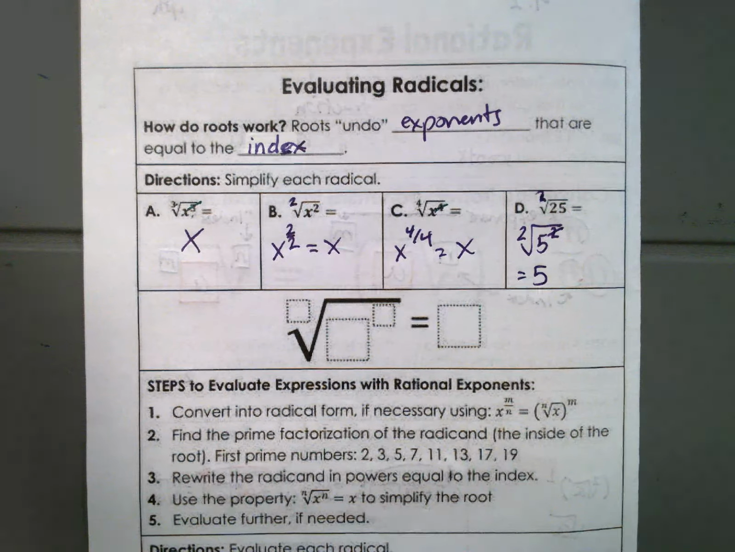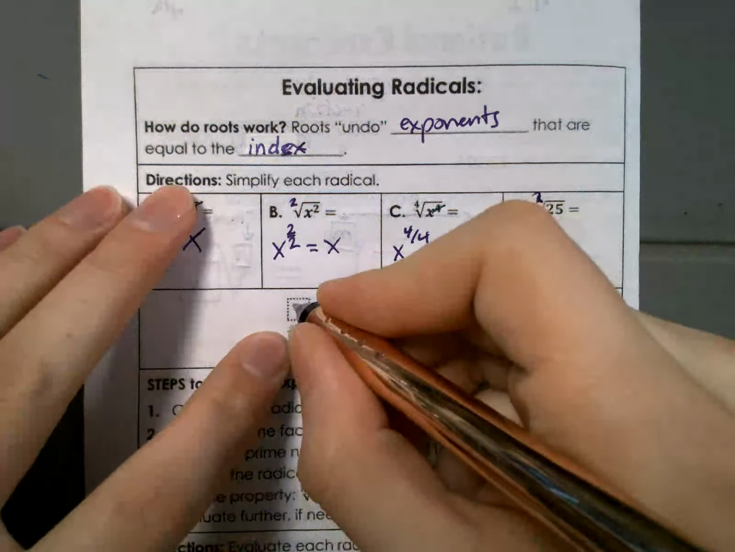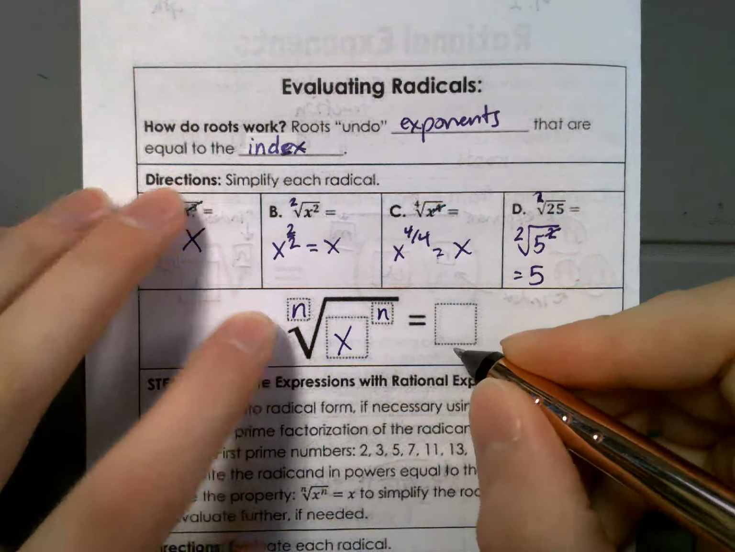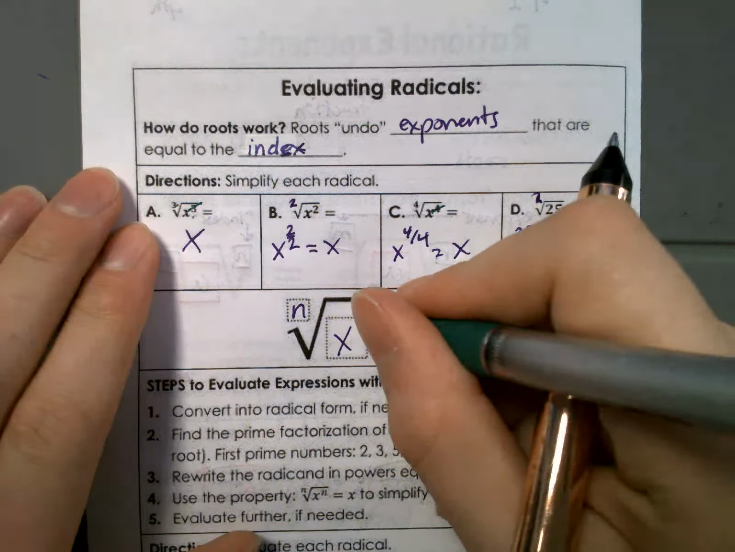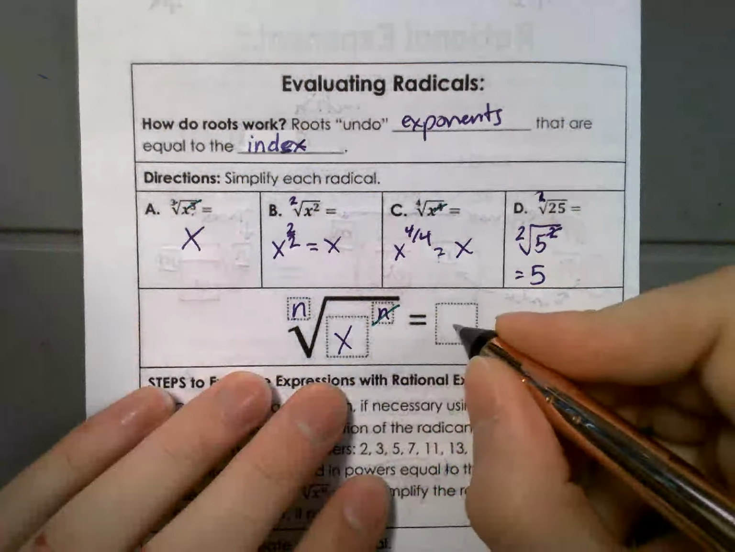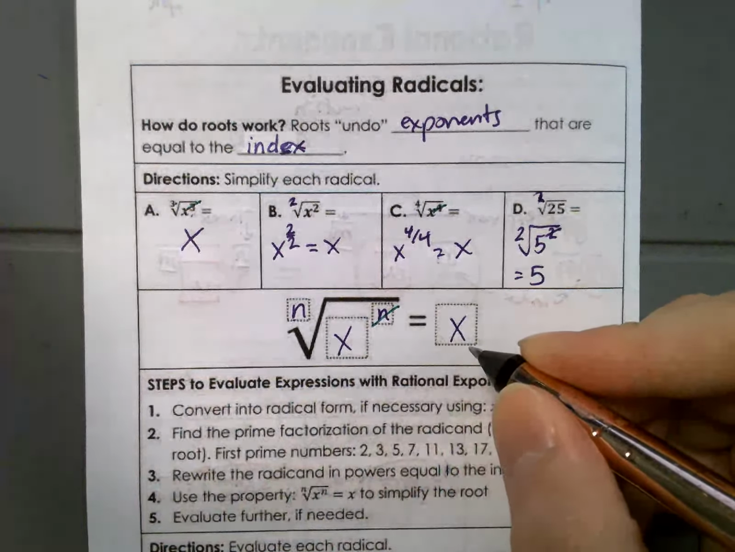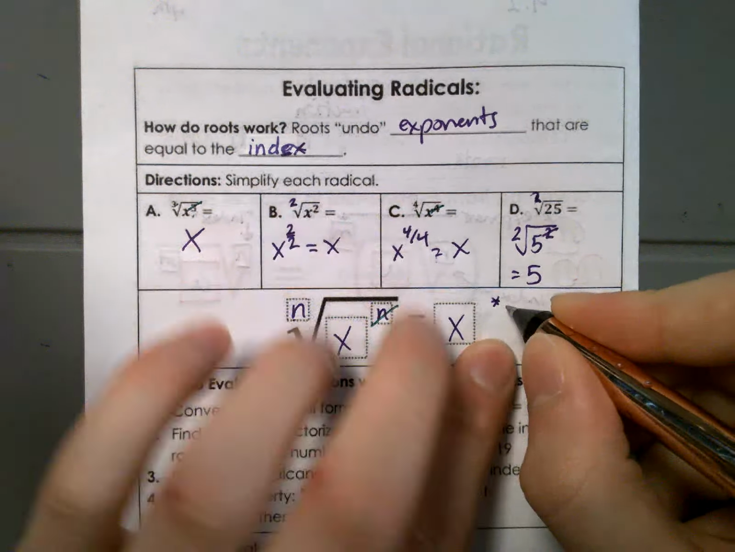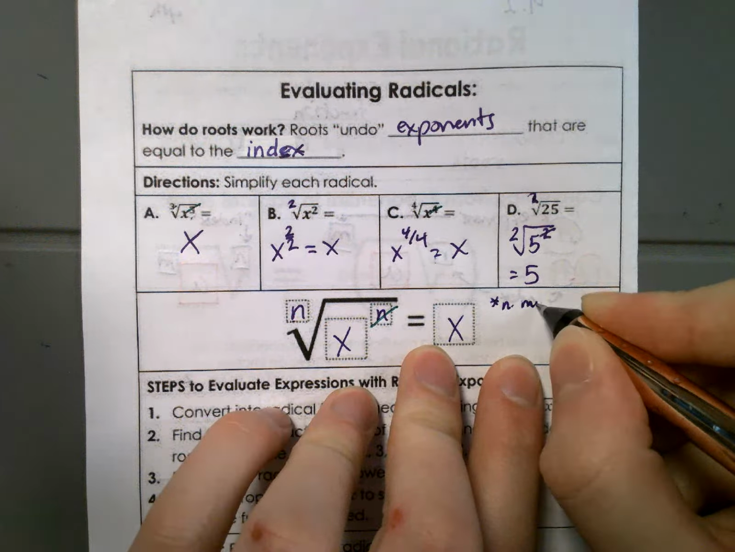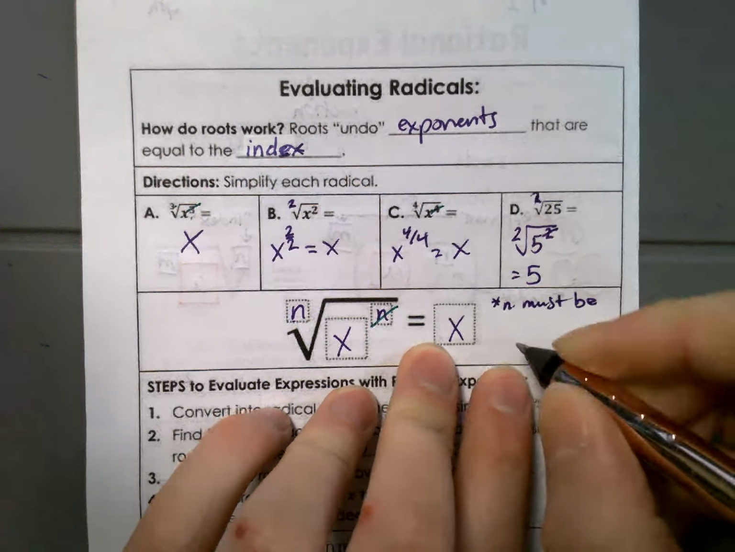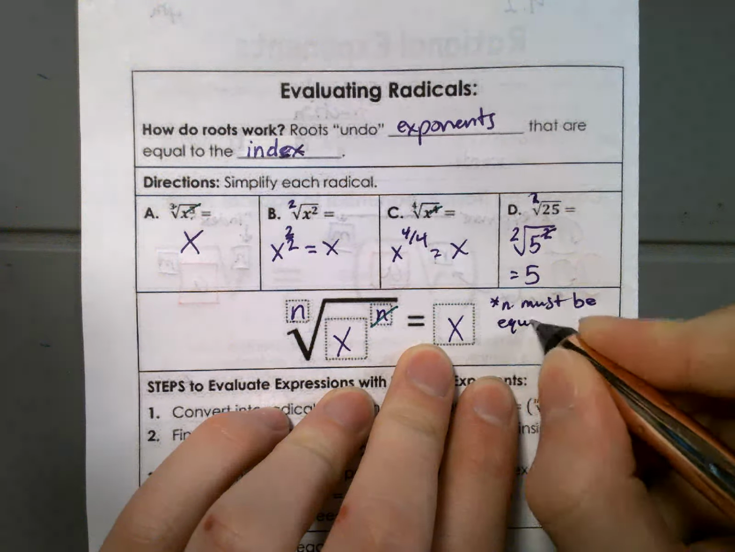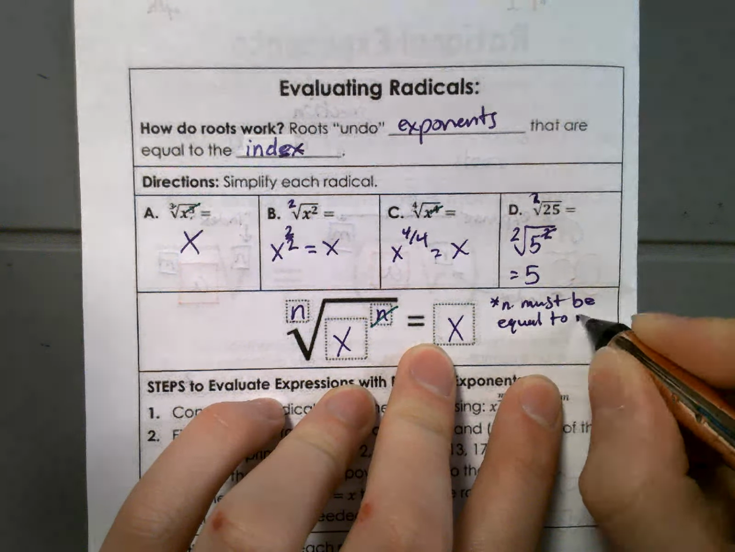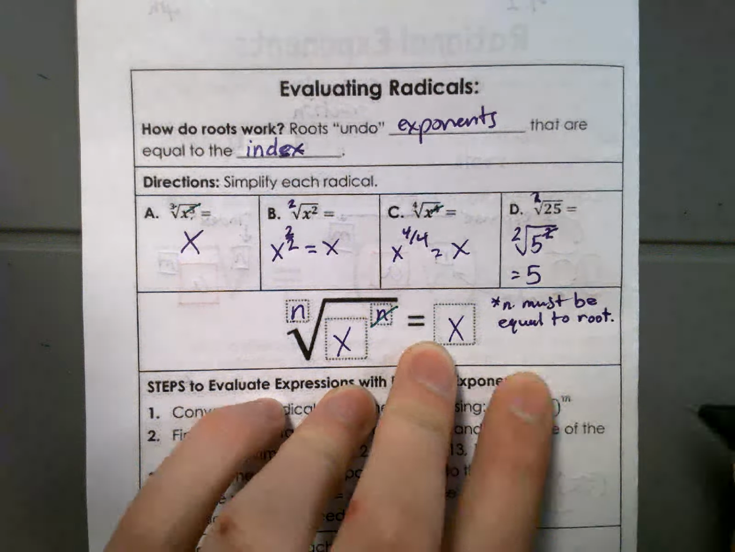So the general rule of thumb is this. The nth root of x to the n, okay? The n will cancel out so long as the n is the same, and you're left with x. So what I would do on that one is I would write this little asterisk and write this: n must be equal to the root.